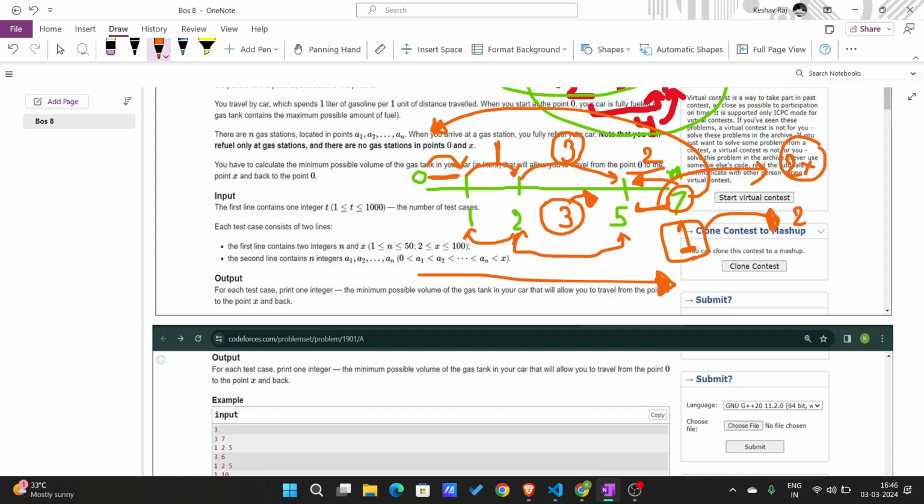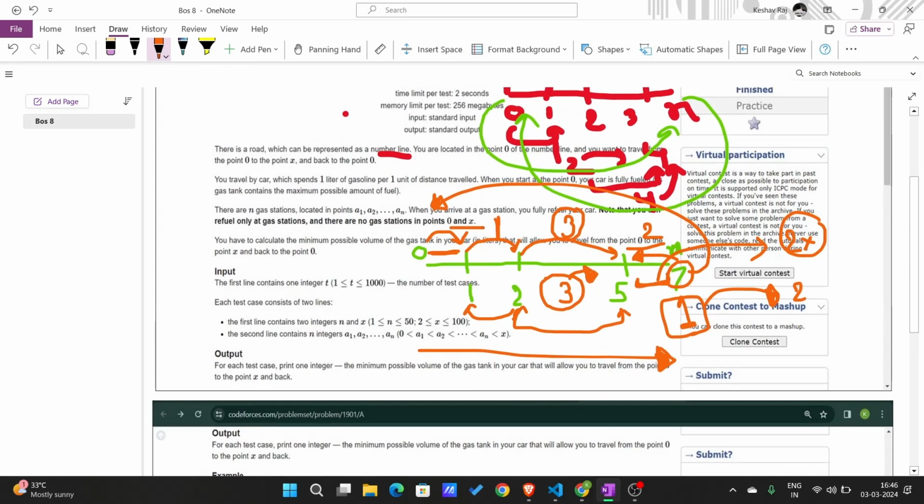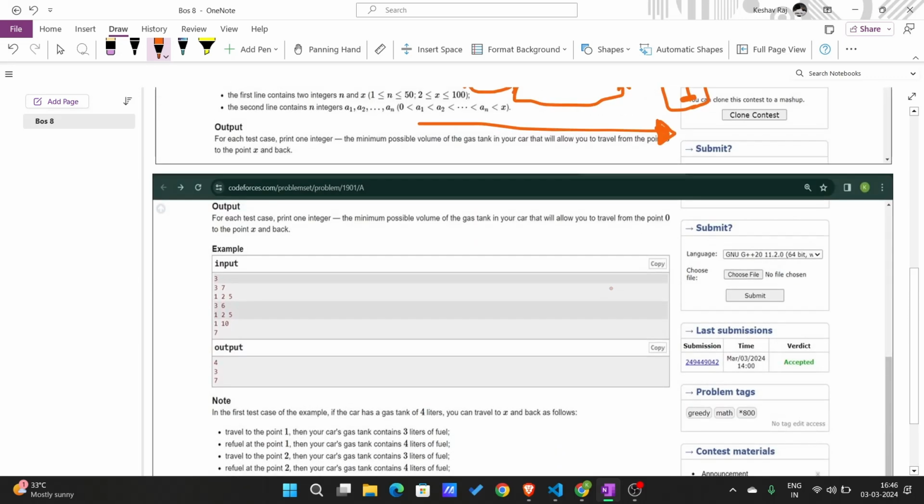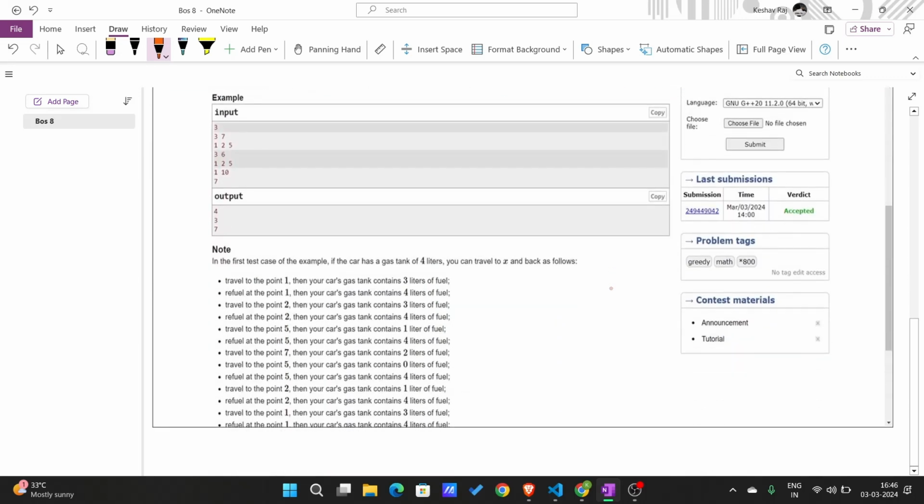So I think I am clear now with my approach. I will calculate the differences between all the gas stations, and for the last case I will calculate the difference, but it will be 2 times the difference, because I have to return back with the same amount of fuel. I cannot refill it at the last station, as that is restricted in the question. So I think we are quite clear on my thought process.